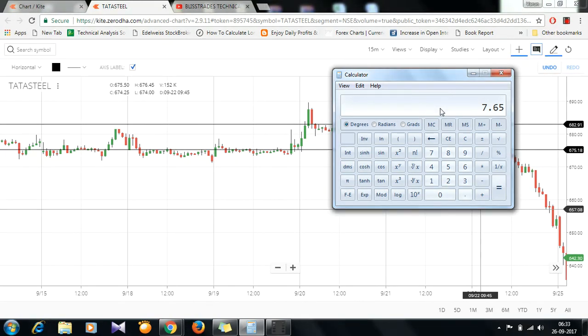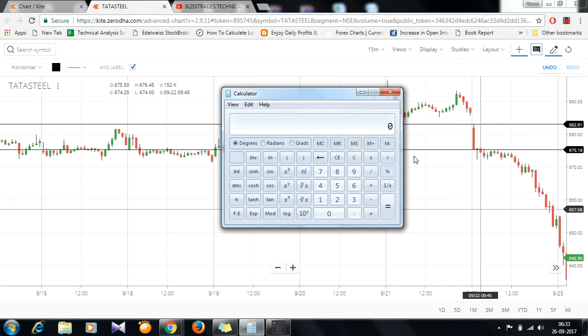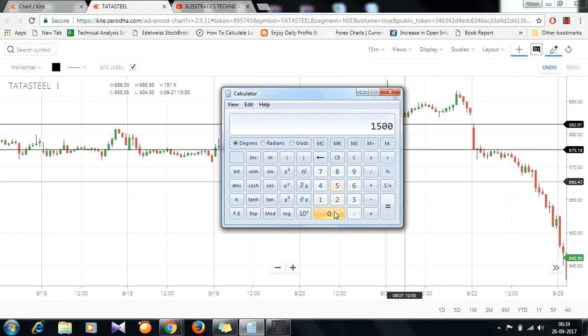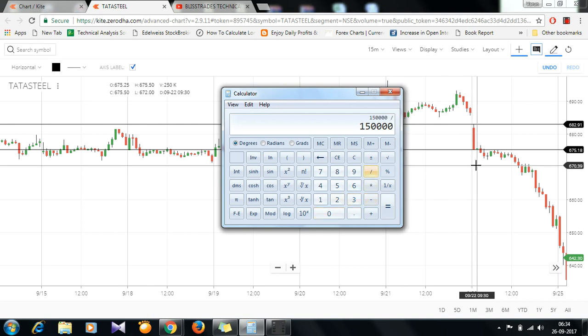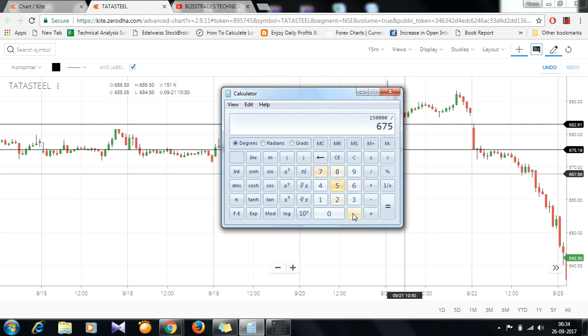What I do is I divide my capital into two parts. For example, if I have 3 lakhs to trade intraday and I have two trades to make on that day, I divide it into 1.5 lakhs each. So in this case, my position size for Tata Steel would be 1 lakh 50,000 divided by the close price of the first 15-minute candle, that is 675.25. So here in this example, my position size for Tata Steel would be 222 shares.